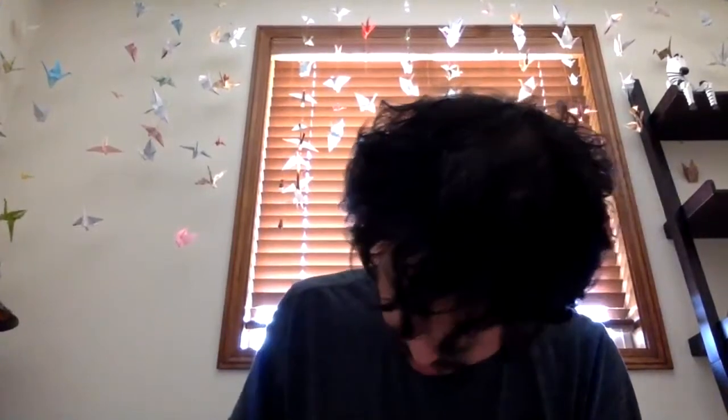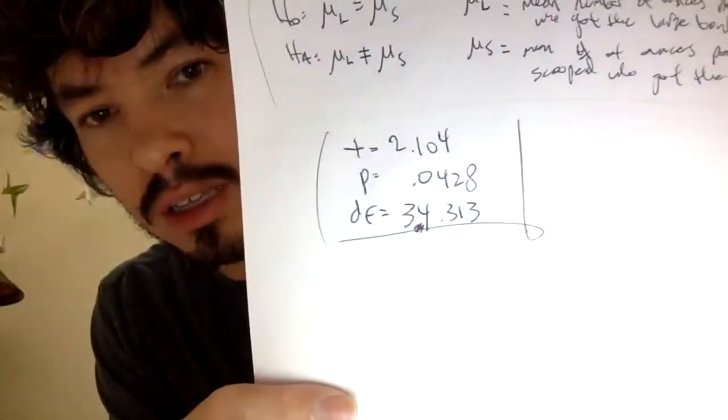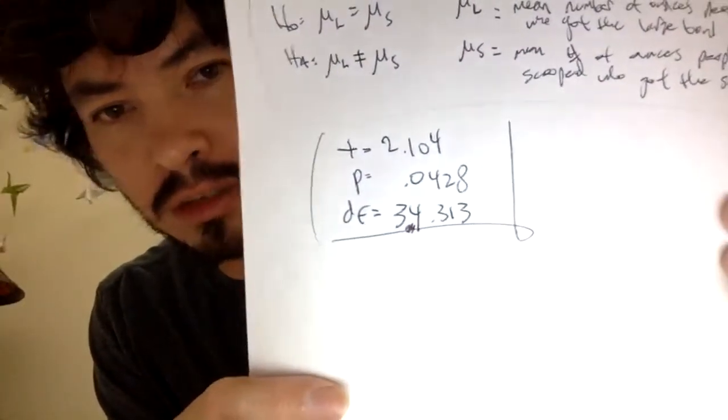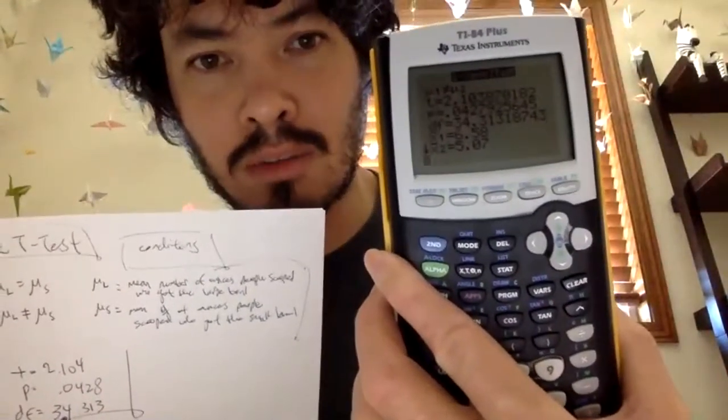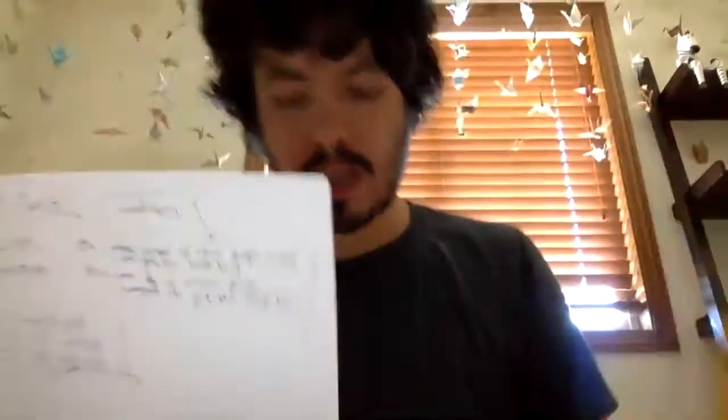Okay. Kind of messed up there. Okay, so that's what you gave them. The t-score, the p-value, the degrees of freedom, right off your calculator. T-score, p-value, degrees of freedom. And we are ready to state our conclusion.